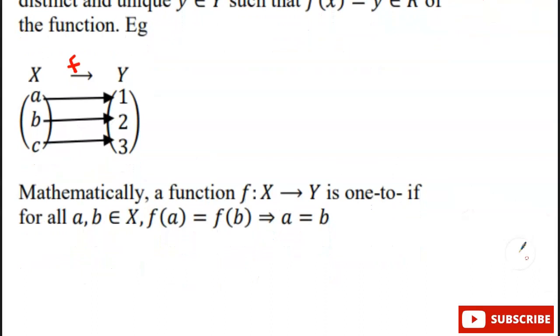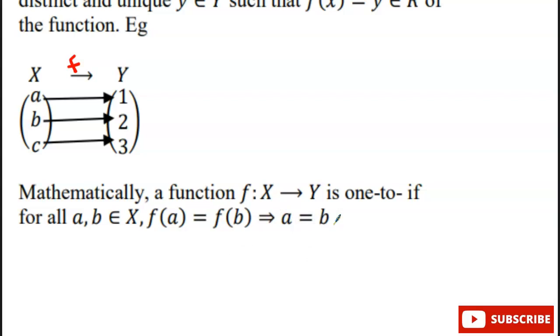Mathematically, how do we define a one-to-one function? A function f such that x maps to y is said to be one-to-one if, when you pick two elements in the first set and find the functional value of each, that is, if f of a is equal to f of b, and when you simplify, a is equal to b, then we say that the function is one-to-one.